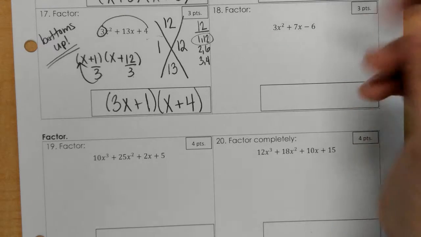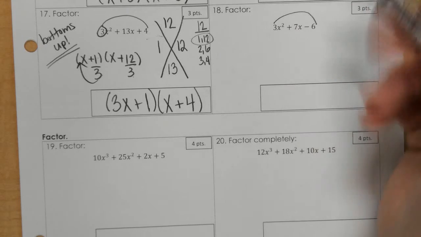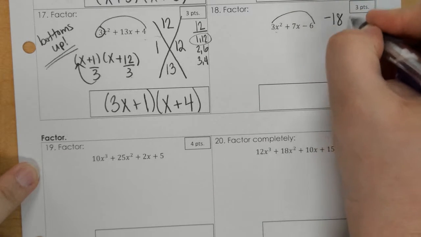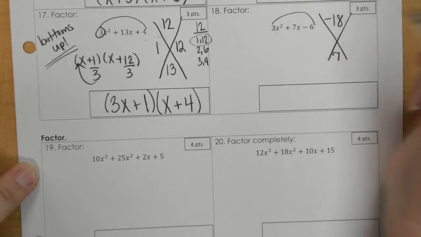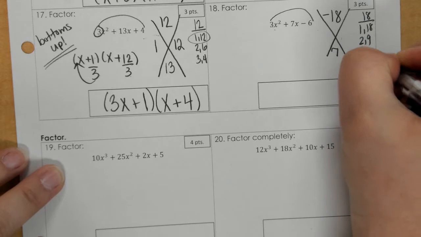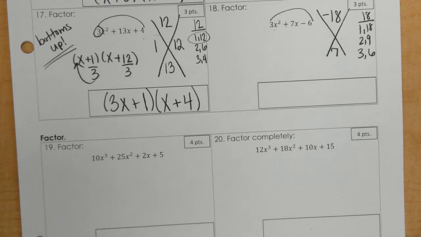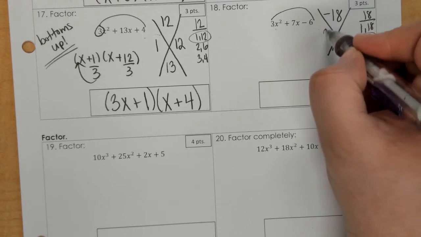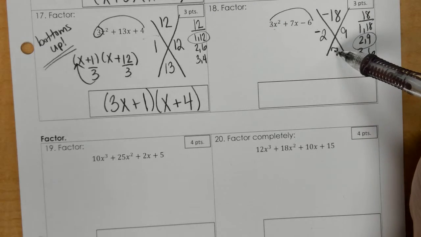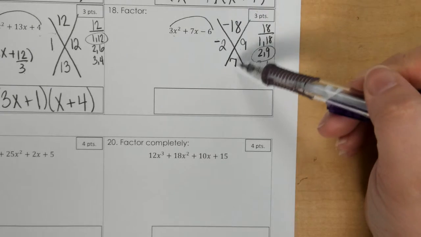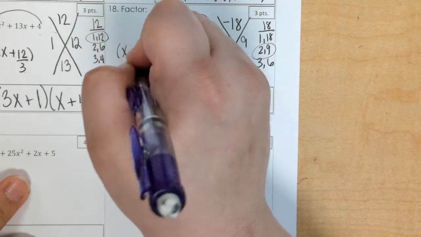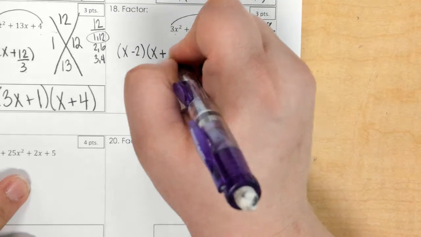Okay, number 18. First times last. 3 times negative 6 is negative 18, and we're trying to get to 7. So for 18, we have 1 and 18, 2 and 9, 3 and 6. Which one can get to 7? 2 and 9. So 9 minus 2 can get to negative 7. That makes sure that this side of that x factor has the same signs. So off to the side, I'm going to write x minus 2, x plus 9.